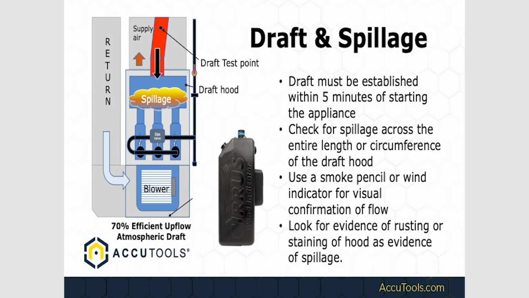When you see these get rust up on top here, it's not because the manufacturer made bad metal. It's because it's getting flue gases that are spilling, and there are acids in flue gases, and those acids are eating that metal up there. So whenever you see rust or anything up on the top here, that's an indication you have spillage. That's an indication you have a system that has a very serious problem you need to look into. You don't want that flue gas spilling in there. So look for evidence of rusting, staining, and evidence of spillage.